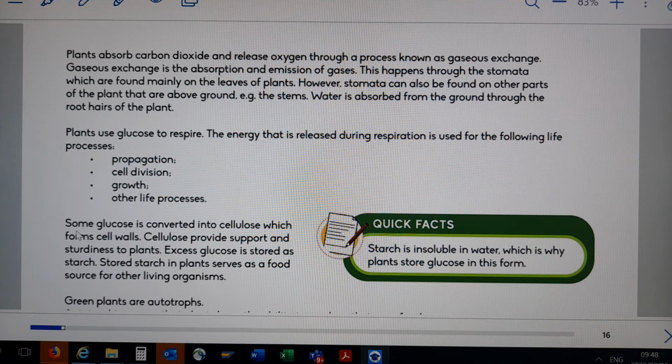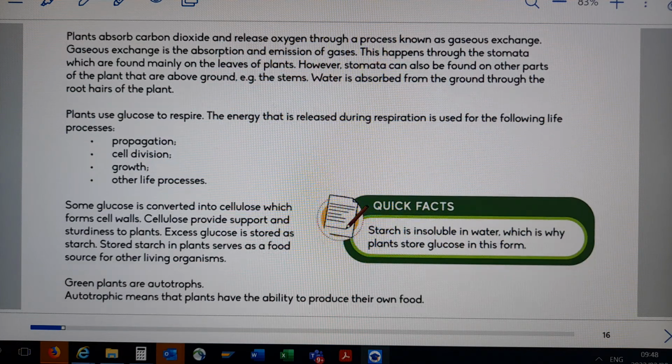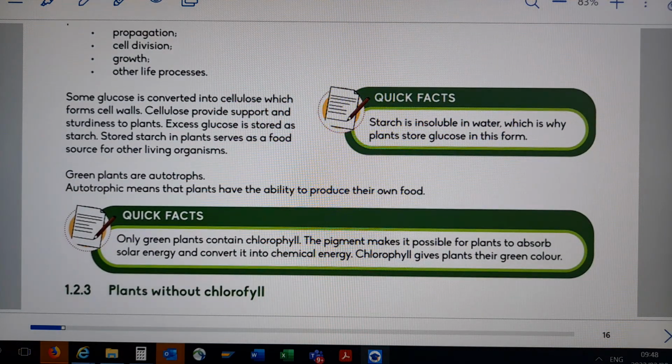Now they say that some glucose is converted into cellulose, which forms cell walls. Cellulose provides support and steadiness to plants. Excess glucose is stored as starch. Stored as starch in plants, it serves as a food source for other living organisms. Starch is insoluble in water, which means it cannot dissolve in water, which is why plants store glucose in this form.